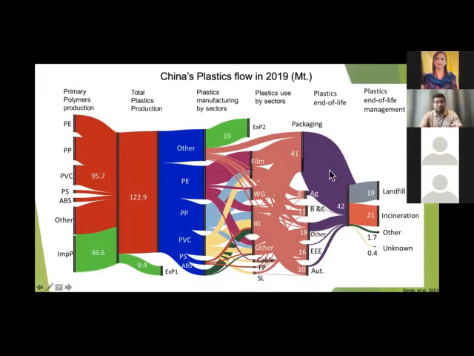Based on this analysis, we can suggest to the government which part needs to be focused on or which part needs to be replaced by other material. That can give a good outcome for managing plastic here.